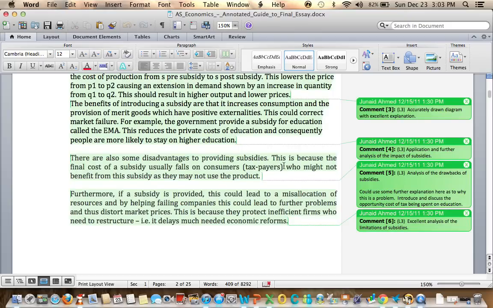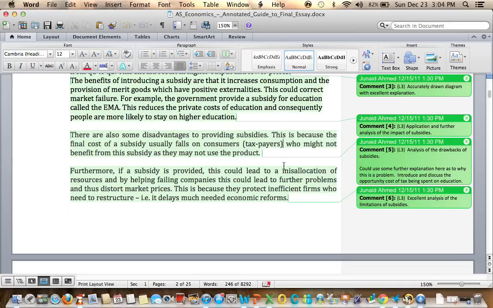The first one brought up is that the burden of a subsidy falls on taxpayers who may not even benefit from the subsidy. Maybe an explanation there could help, that the taxpayer who's paying for the EMA may not be somebody who stays on, right? Maybe who's not as affected by students staying on. If a subsidy is provided, this could lead to a misallocation of resources, and by helping failing companies, it could lead to further problems and thus distort market prices.